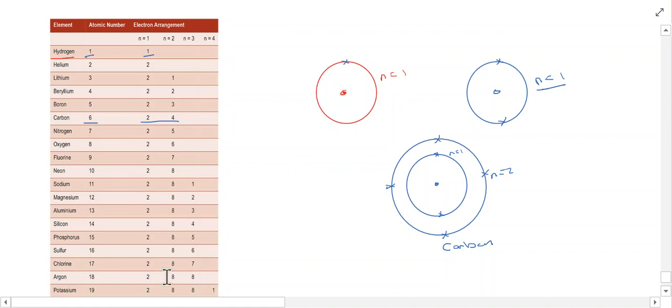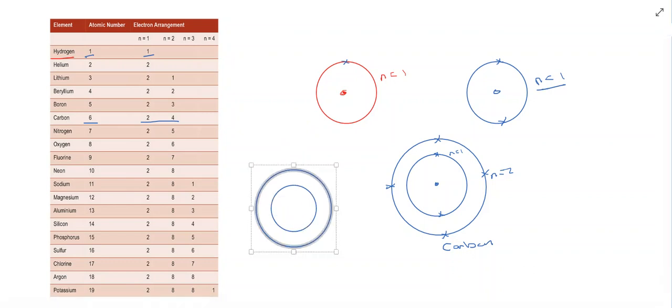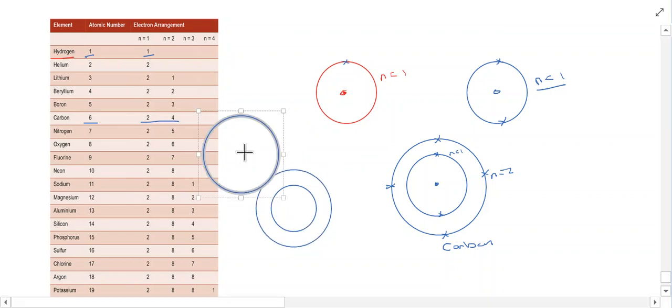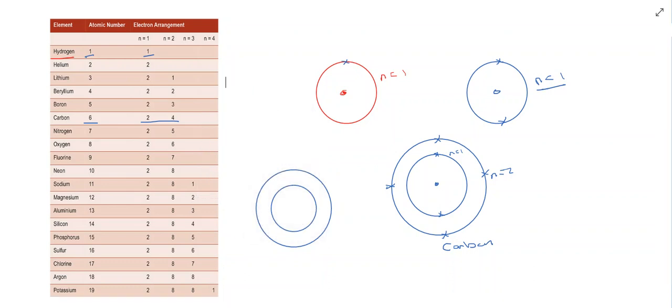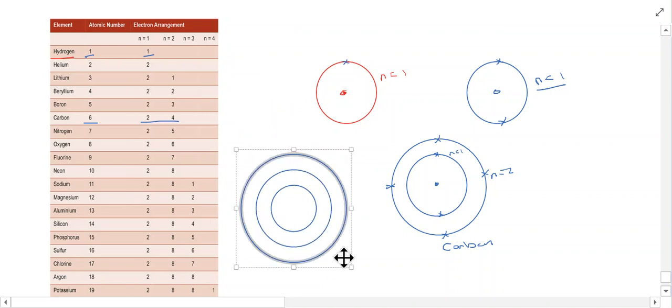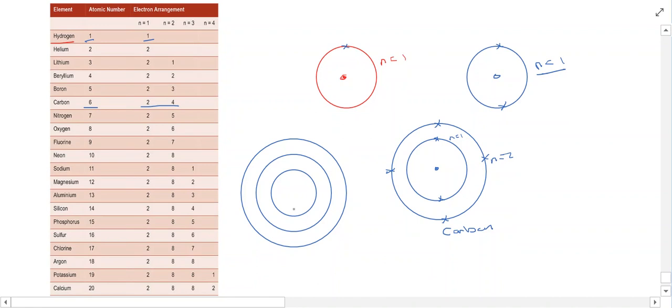And then if we have a look at chlorine, for example, chlorine actually has 3 energy levels. We'll just do these: 1, 2, and then the third one. This is chlorine. I'll just abbreviate and use the chemical symbol. So chlorine's nucleus is in here.